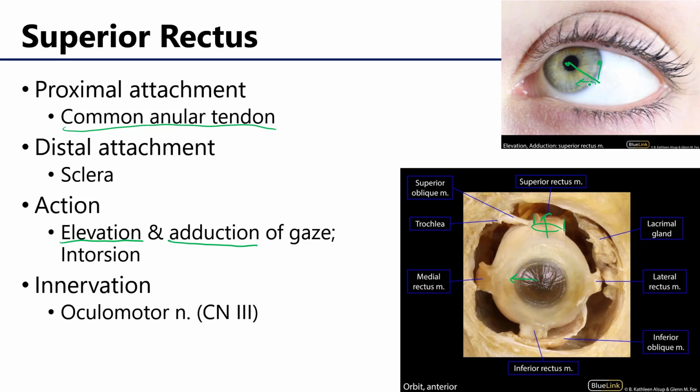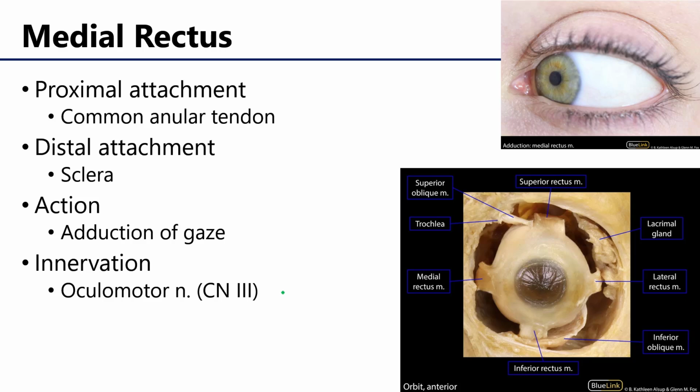In addition to this, the superior rectus muscle also has a minimal action toward intorsion. So both of the superior muscles, superior oblique and superior rectus muscles, are responsible for intorsion. Superior rectus, like most of the extraocular muscles, is innervated by the oculomotor nerve.